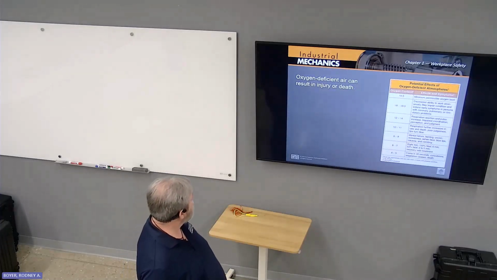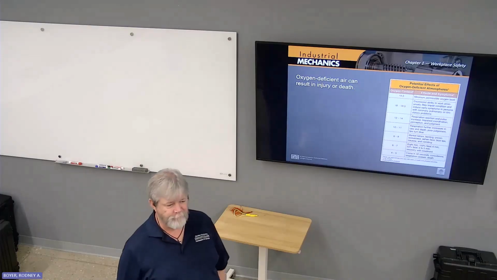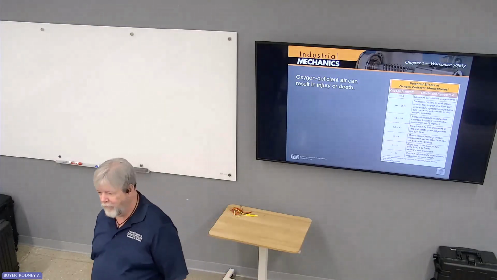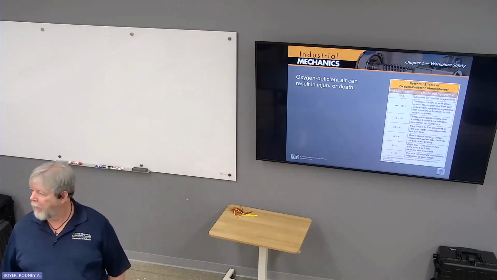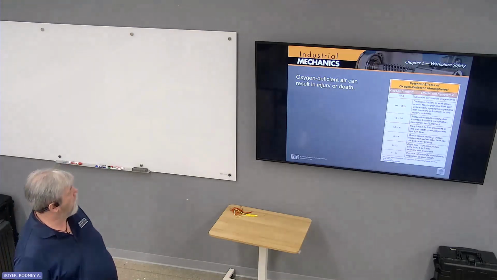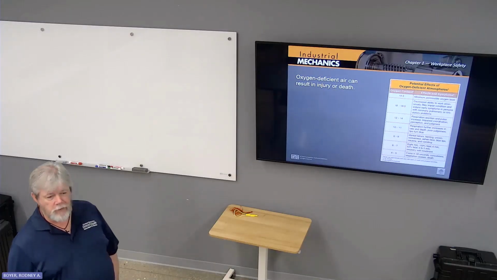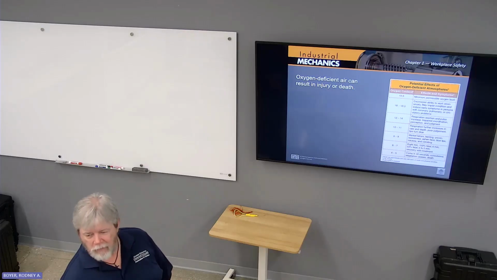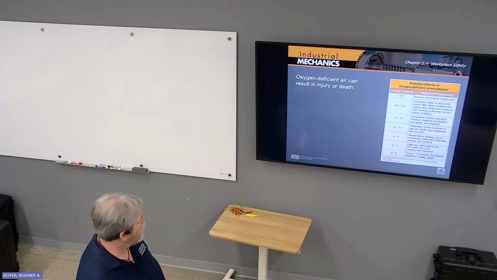Oxygen deficient air can result in injury or death. Yep, we are designed to live in an oxygen environment. It is possible to have too much oxygen in your environment too. You ever heard the term hyperventilate? Oxygen is required for your body to metabolize and so on, but if you have too much of it, you can actually get oxygen poisoning.